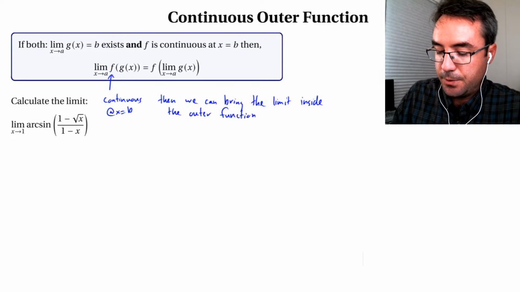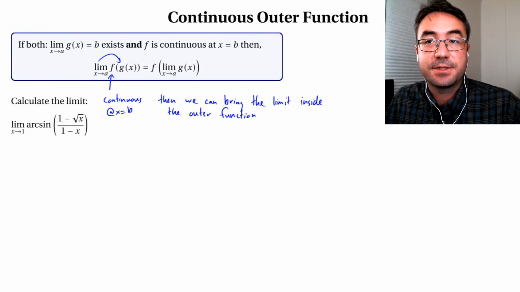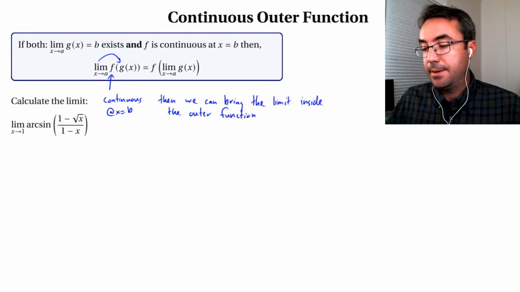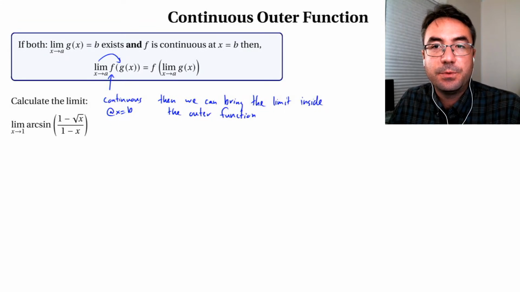So essentially what we're doing is we're taking this limit and we're just applying it directly to g of x. All right, so let's see how this works with that composite function we just looked at: arc sine of (1 minus square root x) over (1 minus x). And we'll do the limit as x approaches 1.